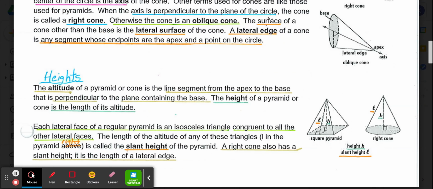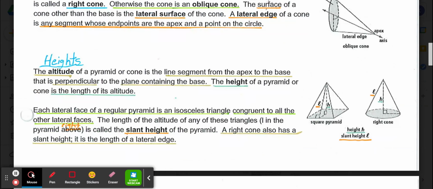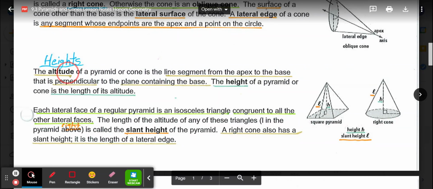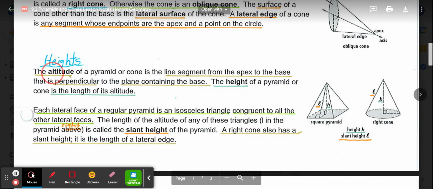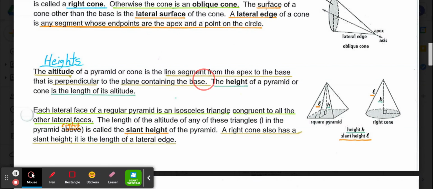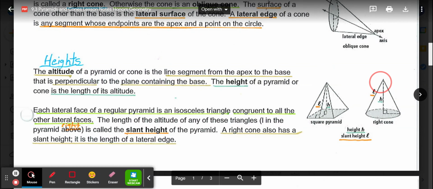Then we get into the idea of heights. When we move into our volume formulas, these will be very important. The height is also known as the altitude. The altitude of a pyramid or a cone is the line segment from the apex to the base that is perpendicular to the plane containing the base. So think of your height from the apex to the base, and it meets the base at 90 degrees in both a cone and a pyramid.